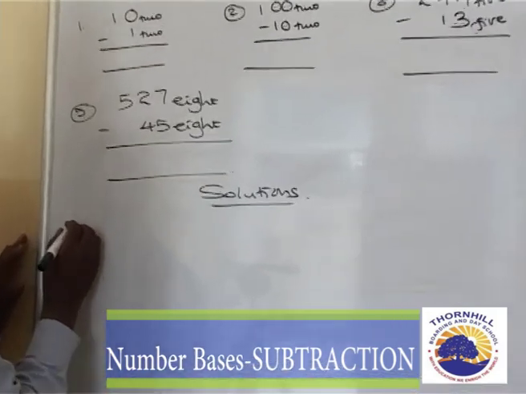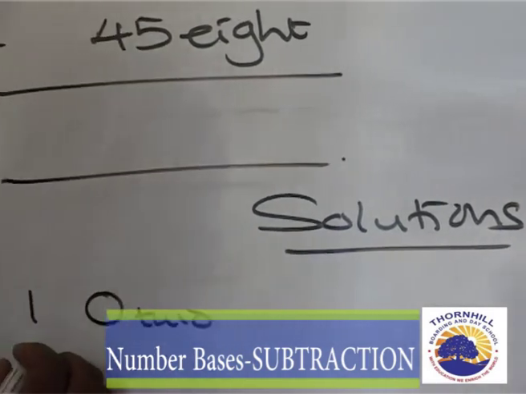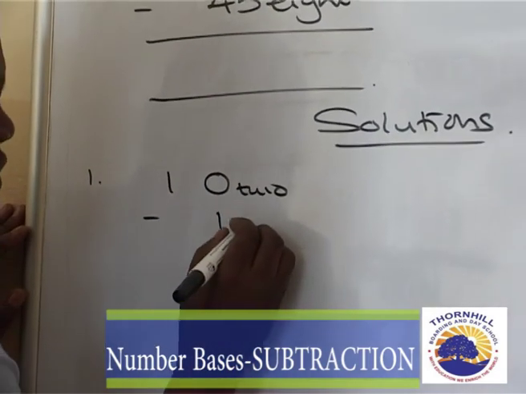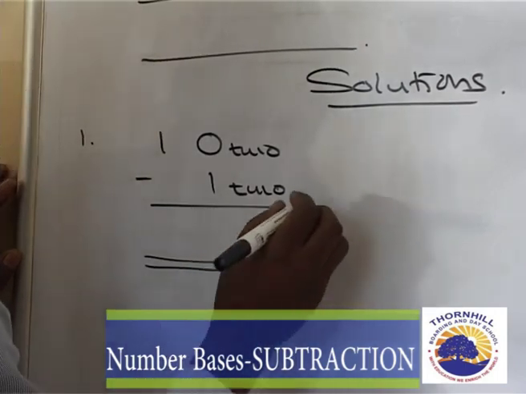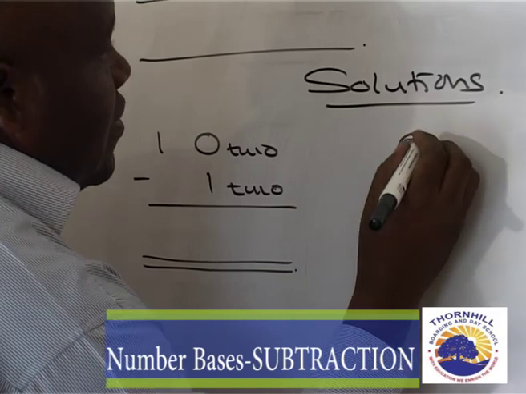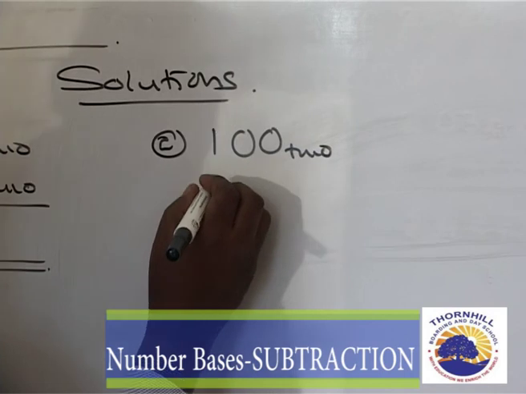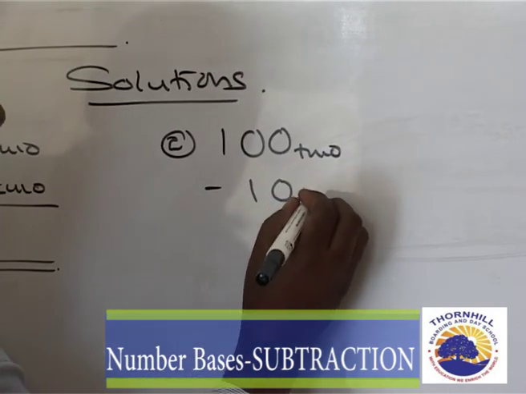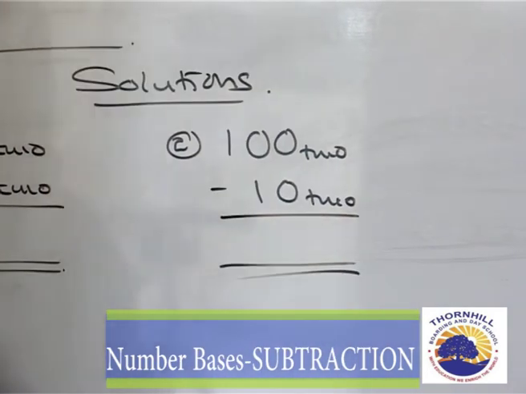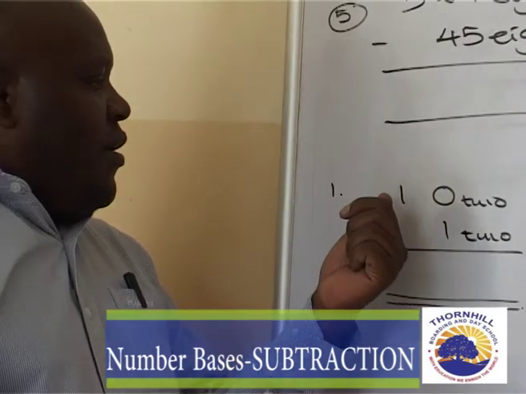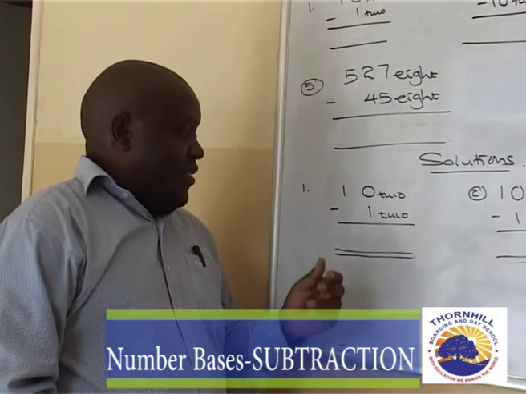You get the first one, which is 10 base 2, take away 1 base 2. Then the second one, 100 base 2, take away 10 base 2. Let's first work out these two. So we say 0 take away 1. This 0 is less than 1.